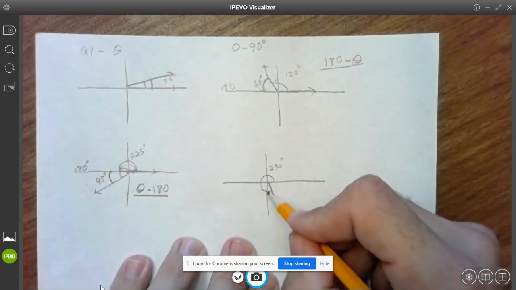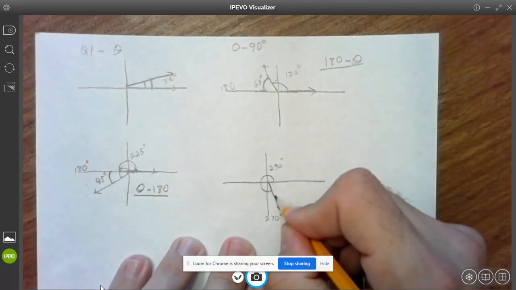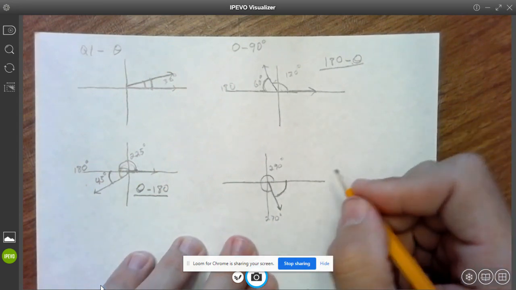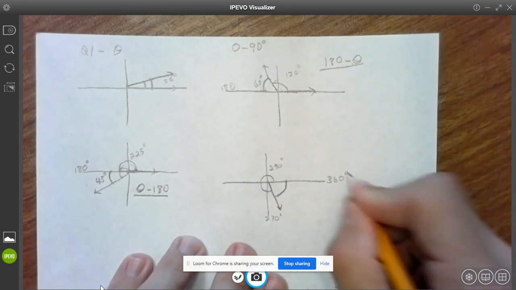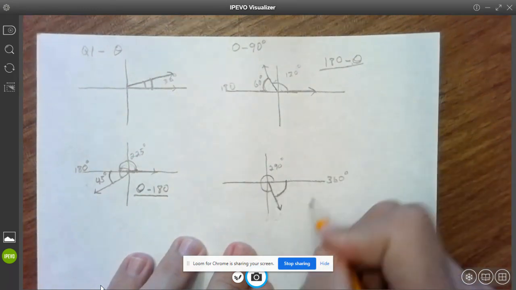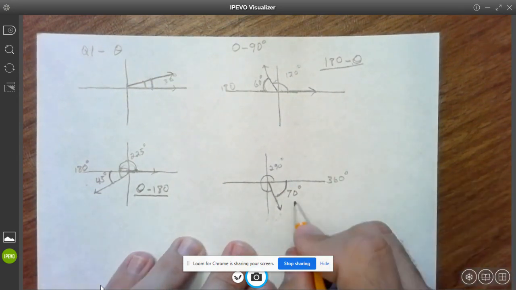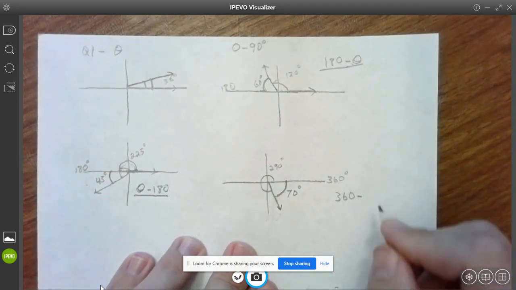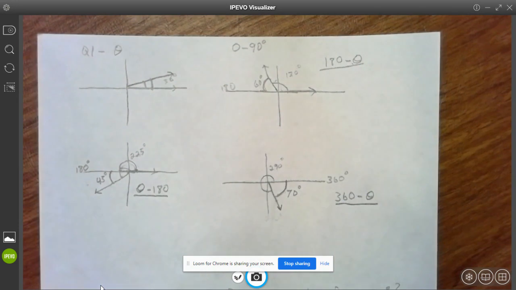Now, in the fourth quadrant, 290 is just a little bit past 270. What we're trying to find is this missing angle from the terminal side to the x-axis. If we're at 290, that's how far we've gone. The question is, how much further until we reach 360? From 290 to 360 is 70 degrees. So the formula will always be 360 minus whatever angle they give you.